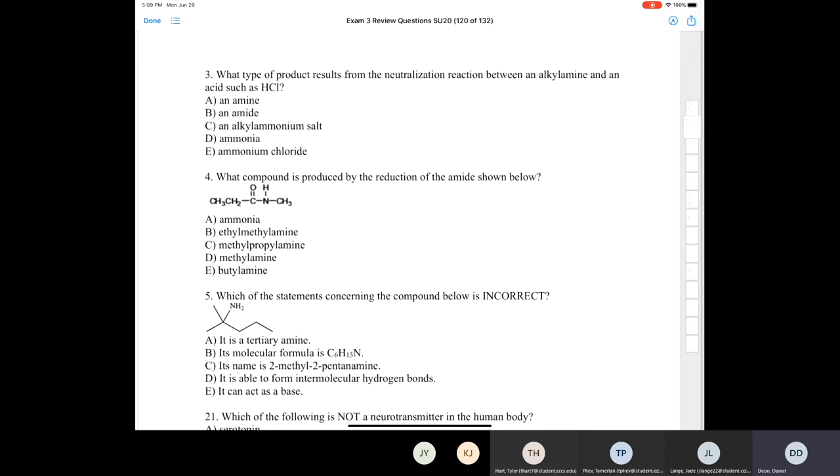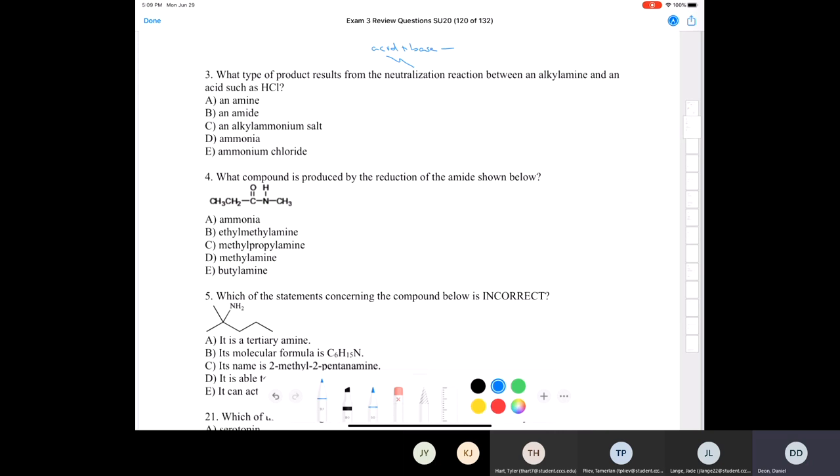It says, what type of product results from a neutralization reaction between an alkylamine and an acid such as HCl? Remember that a neutralization is an acid plus a base. And what do we get when we react an acid and a base? I told you this last class, we get a salt plus water. And remember that amines are bases. They're weak bases, but they're still bases.